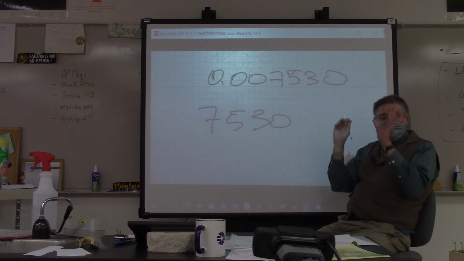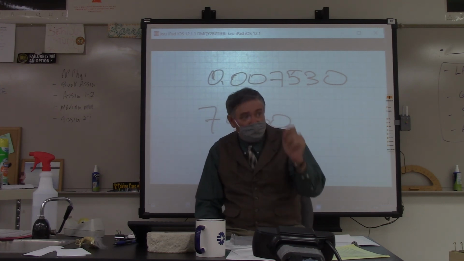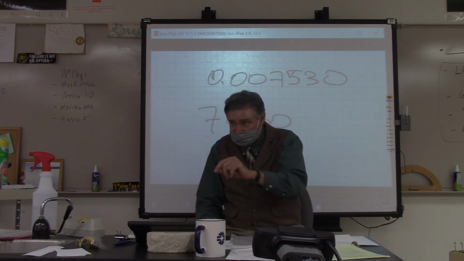Okay? So when you add or subtract, it's all about place value. When you multiply or divide, it's the least number of significant digits.